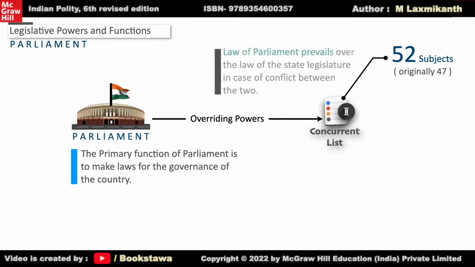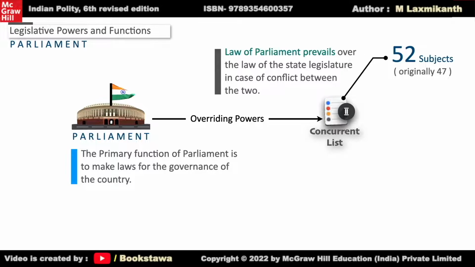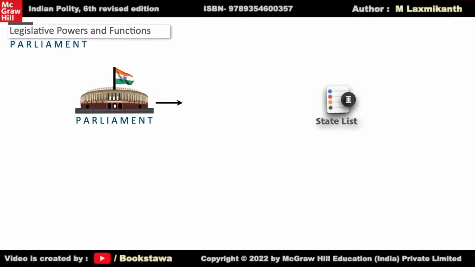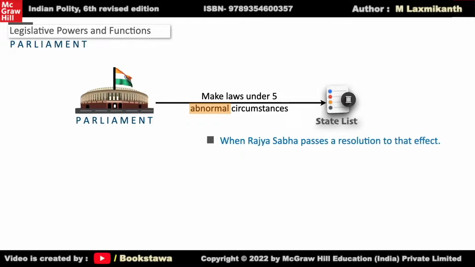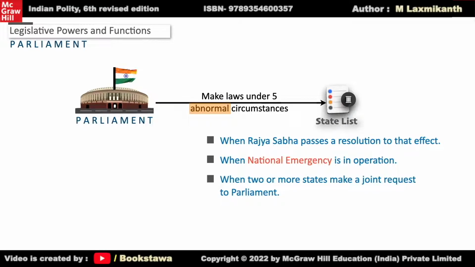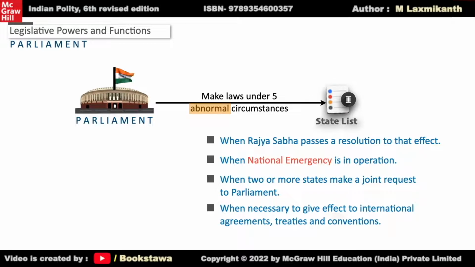That is, the law of Parliament prevails over the law of a state legislature in case of conflict between the two. The Constitution also empowers the Parliament to make laws on the subjects enumerated in the State List under 5 abnormal circumstances. First such abnormal circumstance is when the Rajya Sabha passes a resolution to that effect. Next is when a proclamation of national emergency is in operation. Also, when two or more states make a joint request to the Parliament, and when it is necessary to give effect to international agreements, treaties, and conventions. Fifth and the last of such abnormal situations is when President's rule is in operation in the state.